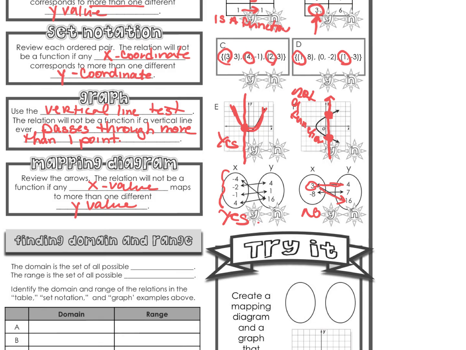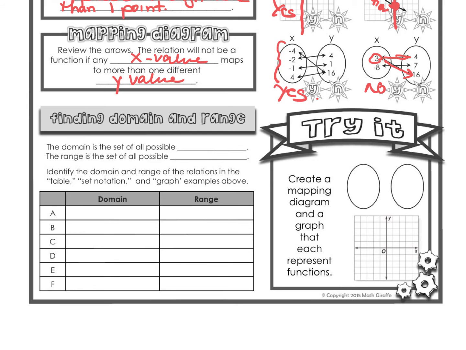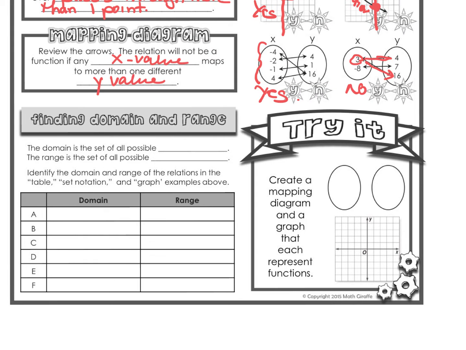Okay? I hope this is making sense. All right. The domain is the set of x values, and the range is the set of y values. So it says identify the domain and the range of the relations in the table, the set notation, and the graph examples above.